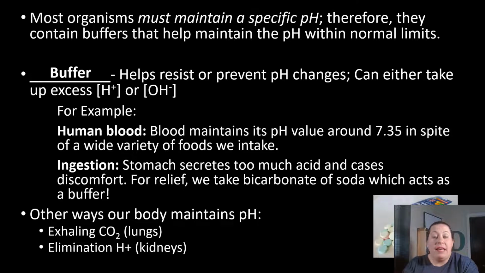Other ways our body can help us maintain pH is exhaling more CO2 from our lungs. This is going to be getting rid of extra acids, because when we breathe out, CO2 is an acid in our blood. Or there is elimination of extra H pluses from our kidneys. And this is what normally makes our urine acidic.